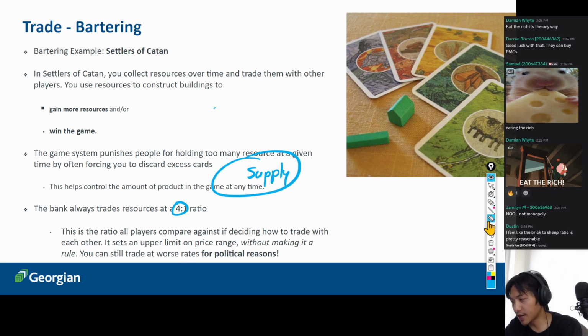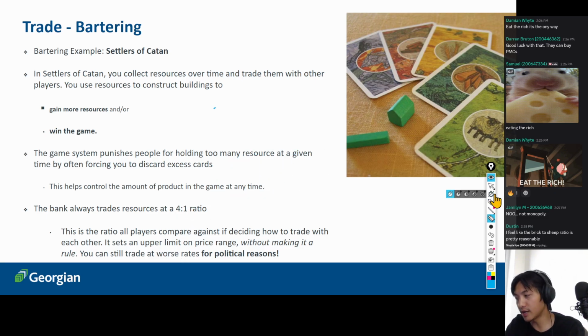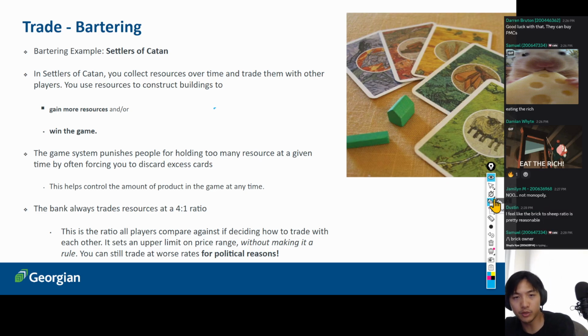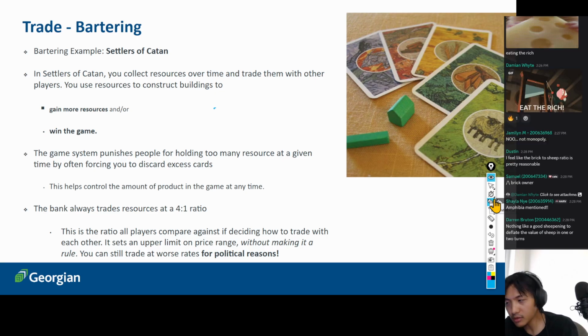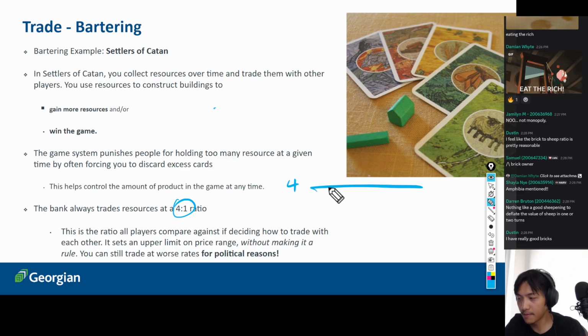So I could say, oh yeah, if you want 1 brick, you're gonna have to give me 20 sheep. But then you could also just go to the bank and say, basically, oh yeah, I don't want to take that person's trade. That trade is ridiculous. I will take the base price that you're offering me, and instead I will give you 4 sheep to get 1 brick. Right? So this sets a price ceiling. This sets a price ceiling. So you can't make something cost more than 4. There's a ceiling to the price.